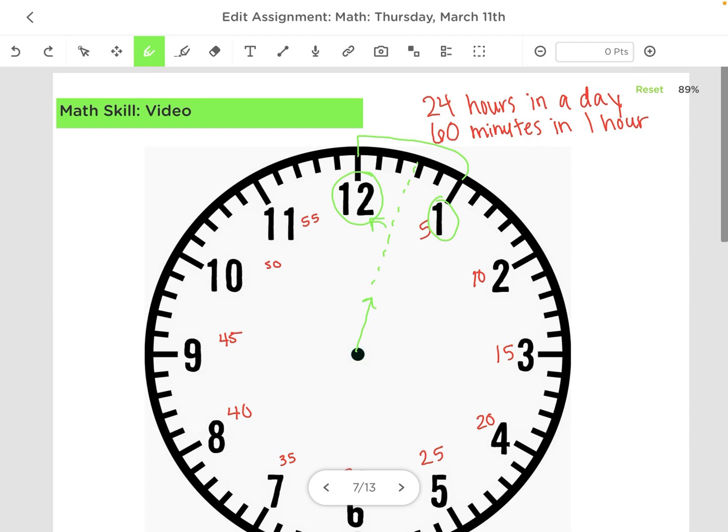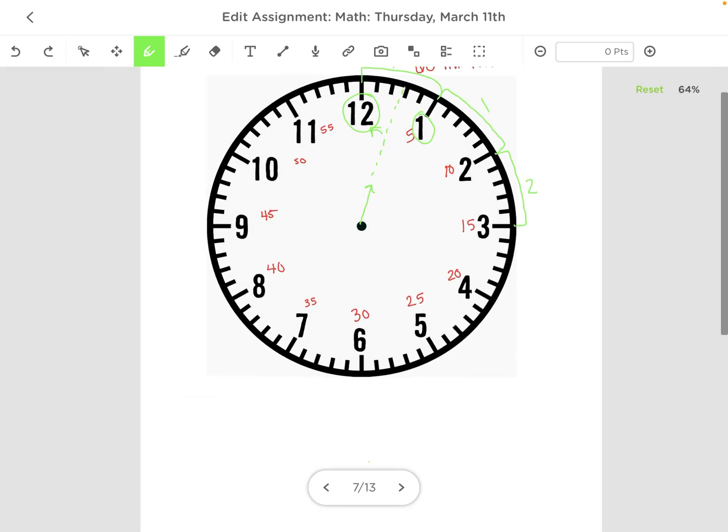So between 12 and 1, it passed 12 o'clock. So this whole section right here, it would still be 12 o'clock. Once it passes 1 o'clock, this whole section, it would be 1 o'clock. Passes 2 o'clock, this would be 2. Even if it looks like it's right here, and it's right before 3, although it's closer to 3 o'clock than 2 o'clock, the hour is still 2.